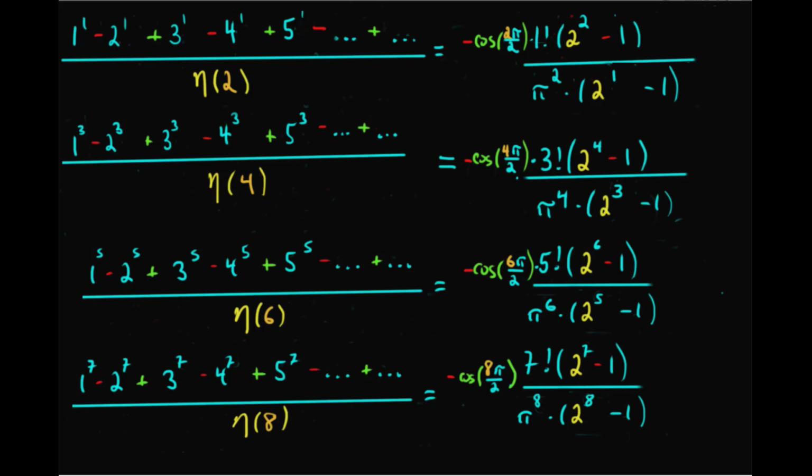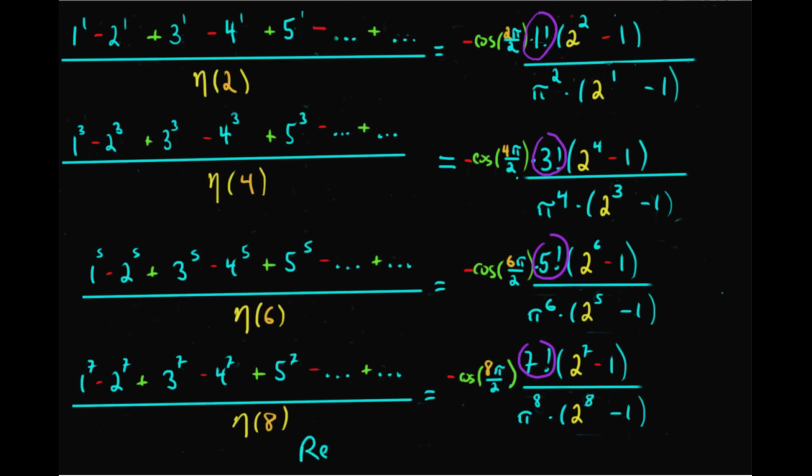And now I want to point out another pattern that's occurring here, which is that we have a factorial in the numerator of each of these results for these non-zero quotients of our infinite series. For our n equals 2 case, we have a 1 factorial in the numerator. For n equals 4, we have a 3 factorial. For n equals 6, we have a 5 factorial in the numerator. And for n equals 8, we have a 7 factorial.